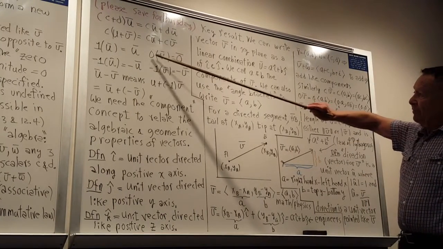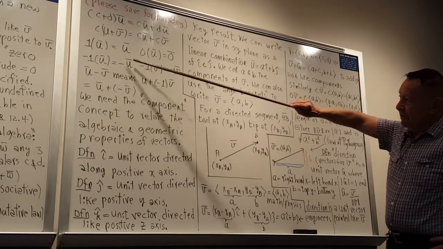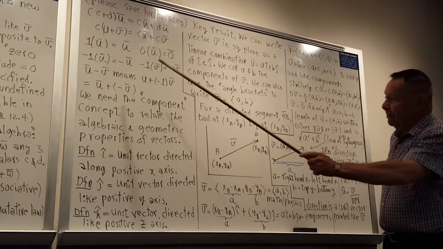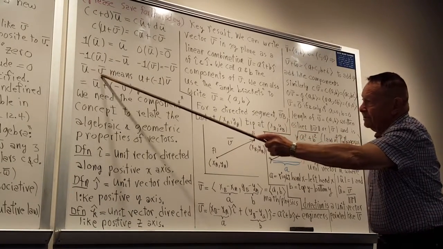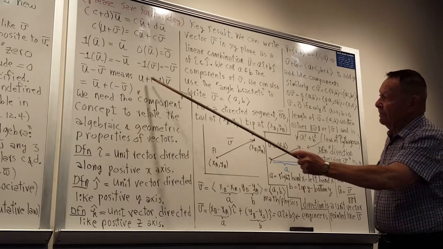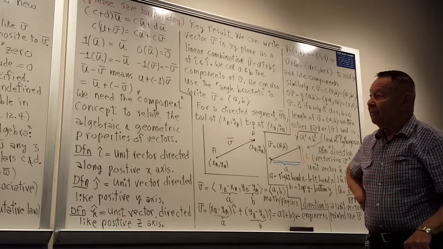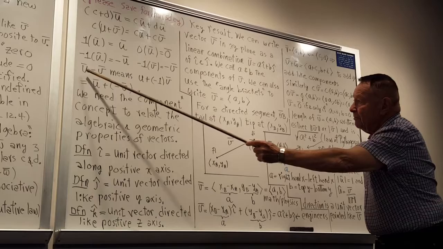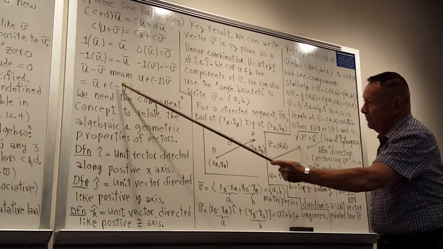And if you multiply by 0, you get the 0 vector. If you multiply by -1, you get your vector turned in the opposite direction, but along the same line of action. So when you write u minus v, it's the same as if you took v, turned it around, and then added, as you could with a triangle rule. And so u minus v means u plus the vector minus v.